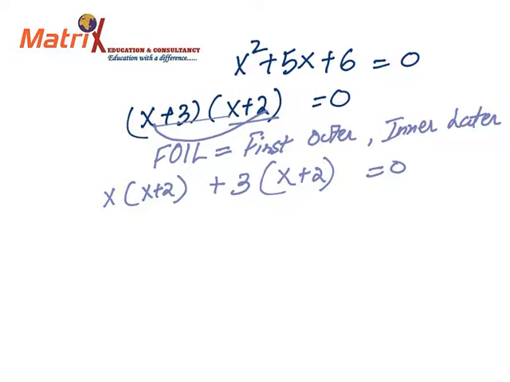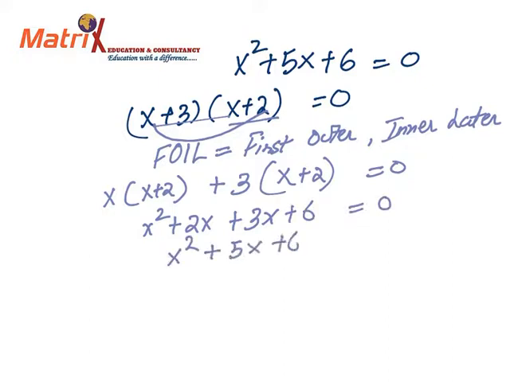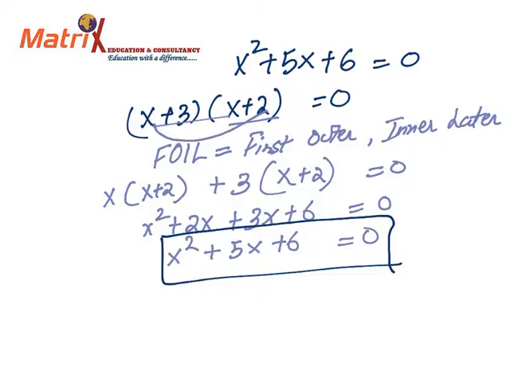Now, what do we get here? We get x square plus 2x plus 3x plus 6. Combine the like terms, x square plus 5x plus 6 equal to 0. And this is our original equation. So which means we have done the factors absolutely correctly. So this is the checking. I'll just write down here.